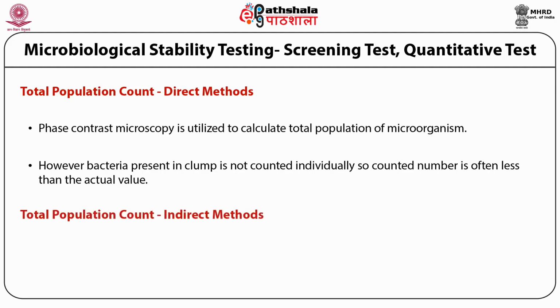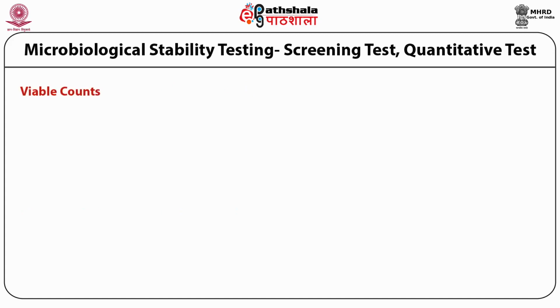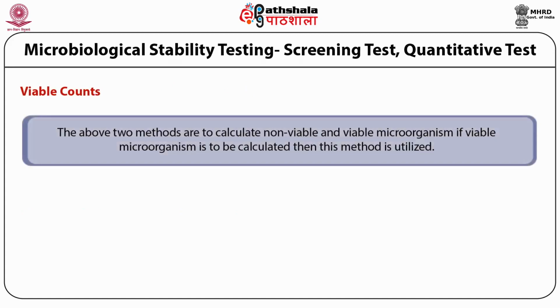Total population count, indirect method. Turbidity of the sample is used to determine quantitatively the amount of microorganism in the sample, but this method is not for solid samples like cream, as its preparation is itself turbid. Viable counts are done. The above two methods calculate the non-viable and the viable organisms. If viable microorganisms are to be calculated, then this method is utilized.